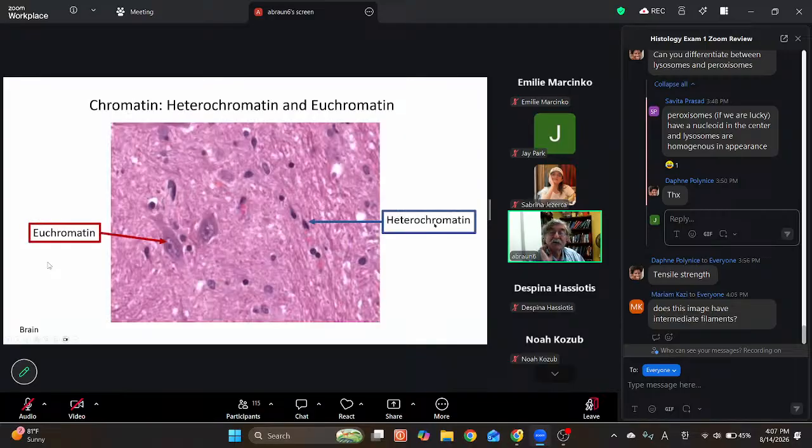Okay, let's talk about the nucleus. This is a tissue section of brain, and we see nuclei which are rather pale, like we see here.